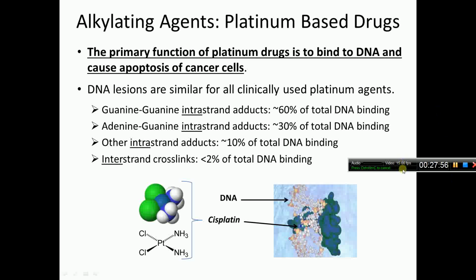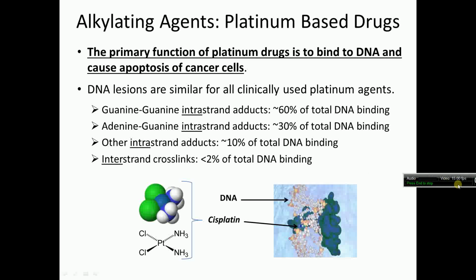Okay, so we're going to continue with, we'll say, quote-unquote alkylating agents, because these platinum-based drugs are technically not alkylating, because they don't contain carbons. They're not alkyl groups, but we can call them that. They're generally placed in that category. It's the same story over and over again. The primary function of the platinum drugs is to bind to DNA and cause apoptosis of cancer cells.